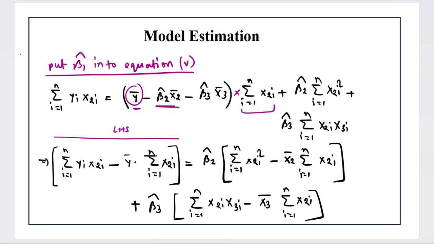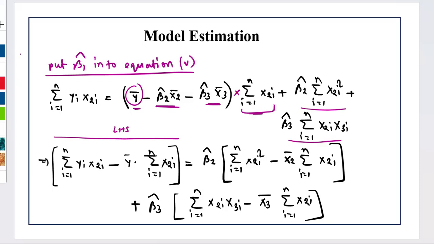Now multiply this particular thing with this particular thing. Here you have beta 2 cap, here also you have beta 2 cap. Take beta 2 cap common and you will get this first term in the RHS. And then take beta 3 cap common from this expression and from this expression, and you will get this second term in the right hand side.